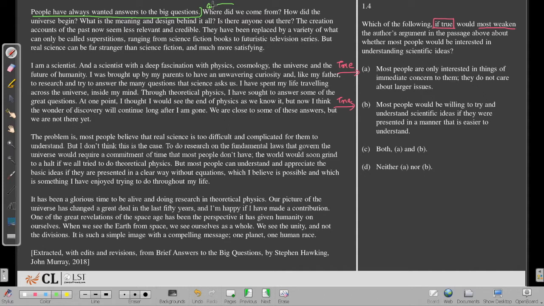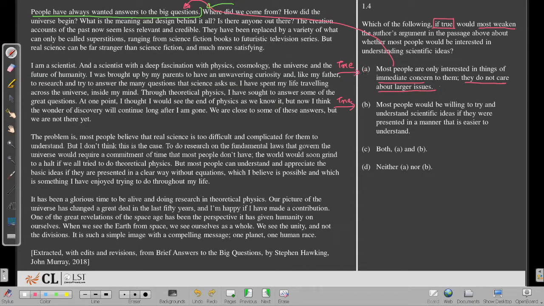That would weaken the whole argument. People do not actually care about all these things. That will weaken. Most people are only interested in things of immediate concern to them, and they do not care about larger issues. If they do not care about larger issues, very clearly it attacks the basic claim made by the author. Therefore, by virtue of it attacking, that would be an answer. Okay, A would be right.